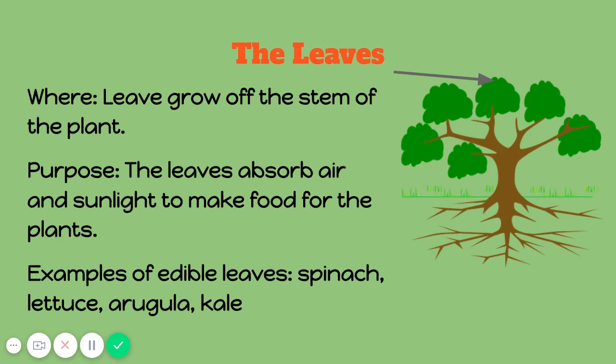This is called photosynthesis. Okay, so they use what they need from the atmosphere, from the air, and they use the sunlight to make food for the plants. When they use the sunlight to make food, it is called photosynthesis. Okay, that's a vocabulary word for you there.